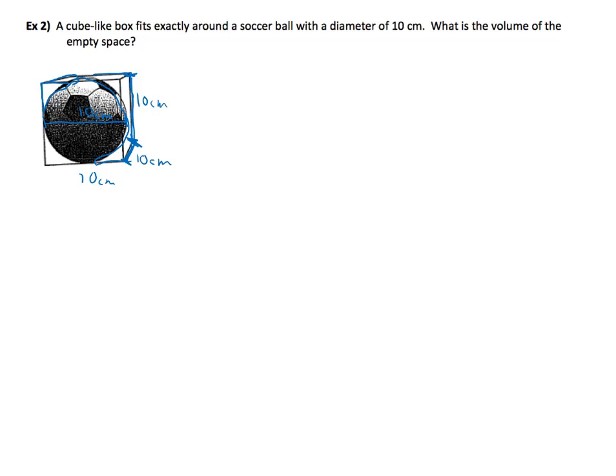So we can actually figure out the volume of the box pretty easily, because remember, the volume of a rectangular prism is length times width times height. So it's just 10 times 10 times 10, which is equal to 1,000 centimeters cubed.